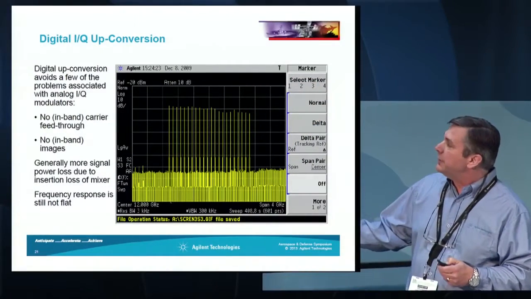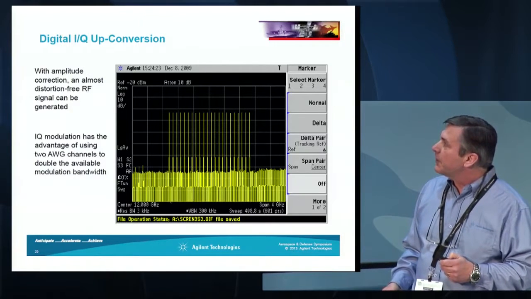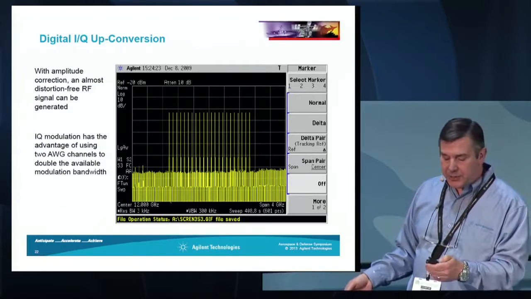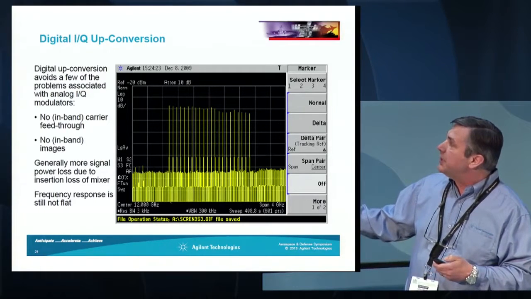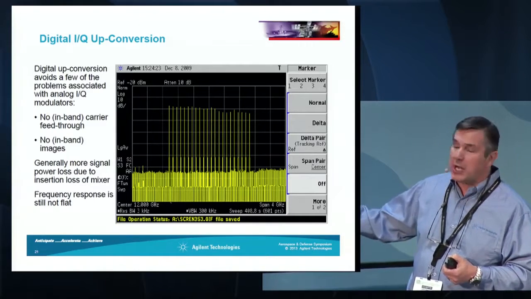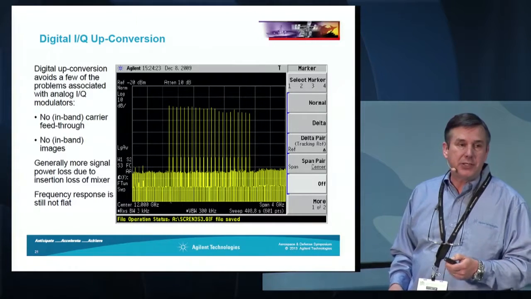So what if we could do IQ modulation digitally, or with math in software, in real time? That's really where we want to get to. And here's an example of no in-band images, no feed-through. Also, we can flatten. You still have the effect of some of the magnitude frequency response here, but the other distortions of the IQ modulator have disappeared.